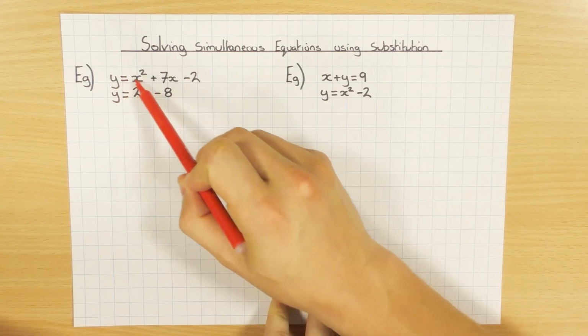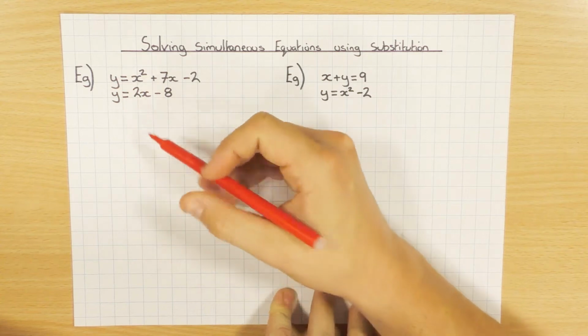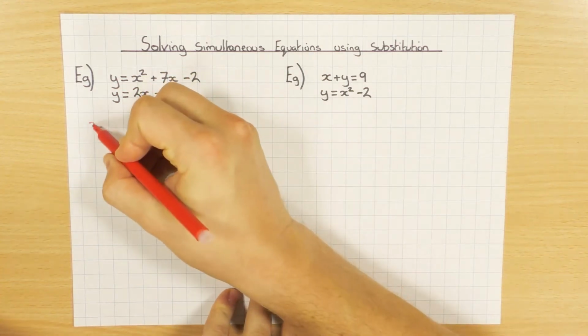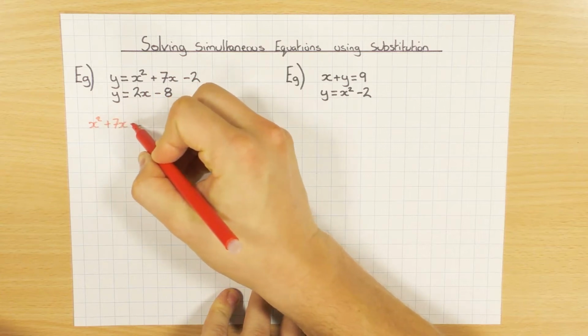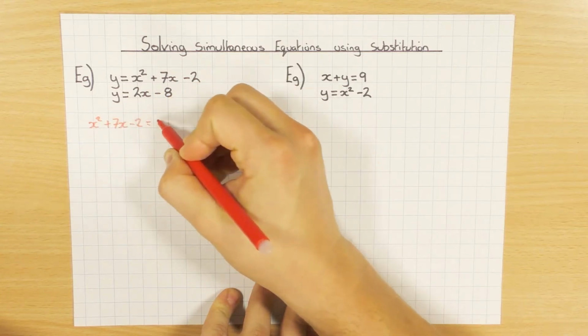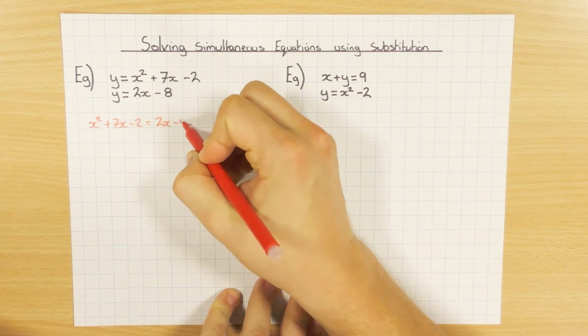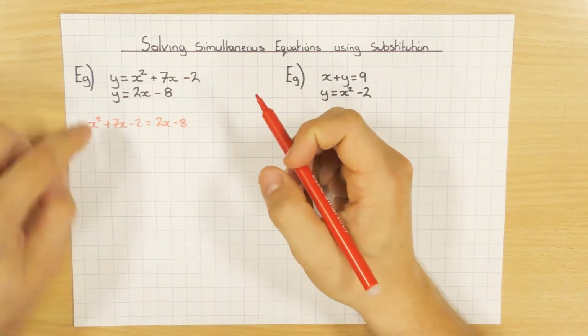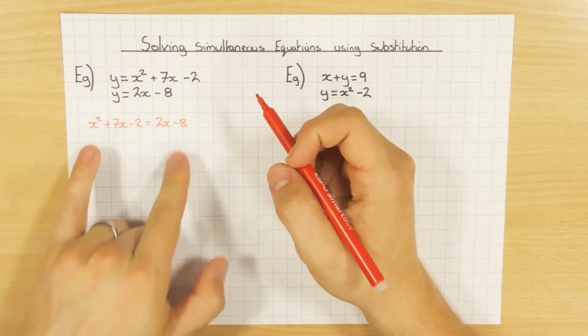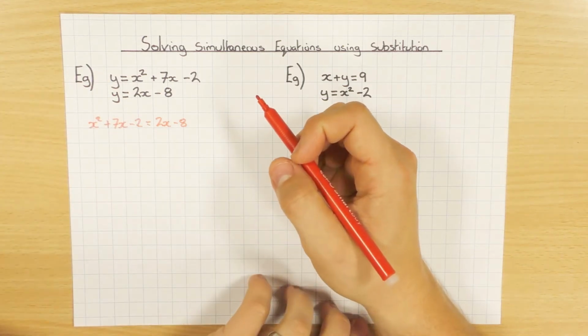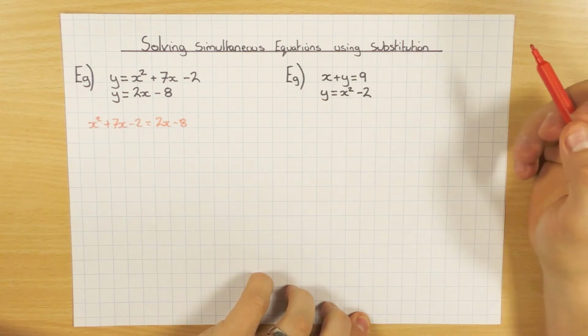Now, because they're both equal to y, I can actually set them equal to each other. So I'm going to have x squared plus 7x minus 2 equal to 2x minus 8. I can do that because they're both equal to y, and therefore they're both equal to the same thing, and therefore they are equal to each other. Now what we need to do is to solve this.